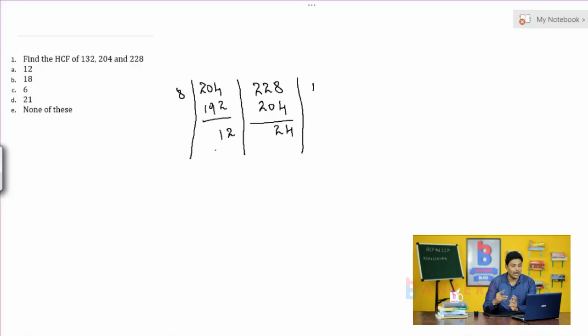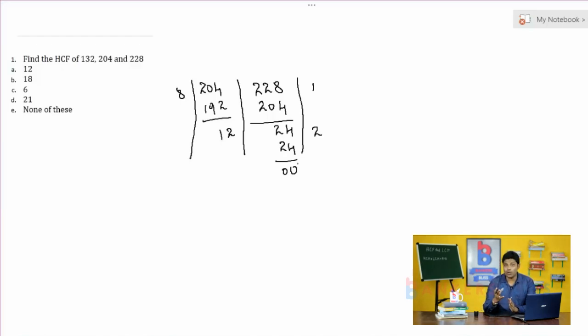12. So now 12 and 24. Which is the highest one? 24 is the highest one. So you divide 24 by 12. How many times? 2 times. 12 2s are 24. So on one side you got 0 and on the other side you are having 12. So 12 is the HCF for the numbers 204 and 228.